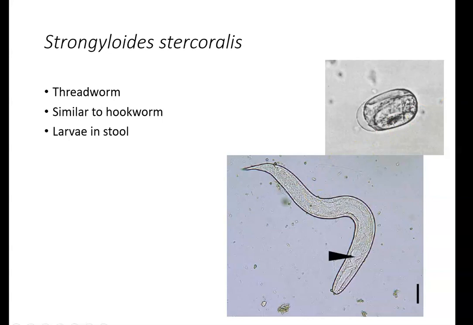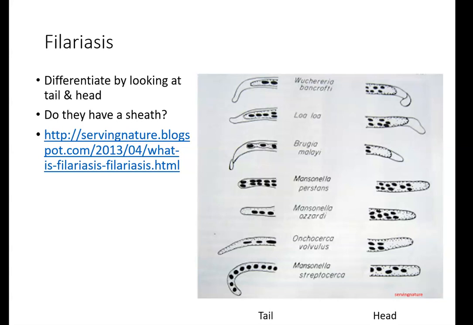Right. So for filaria, filaria are differentiated very easily by looking at the two ends. You look at the tail, you look at the head. And the very first thing that you have to know is whether or not they have a sheath. So you'll notice these guys just have the one line around them and they don't have excess. Okay. So these are unsheathed.